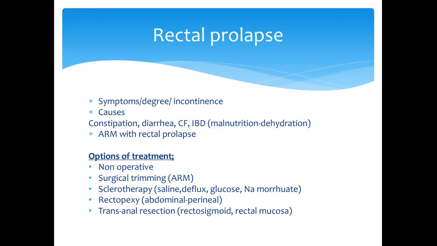Surgical options are many. We can do as simple as fixation, rectopexy, whether by abdominal approach, open or laparoscopic, and we have the perineal approach. And the other option is to do the resection of the rectosigmoid or the rectal mucosal area transanally. So this is for rectal prolapse.